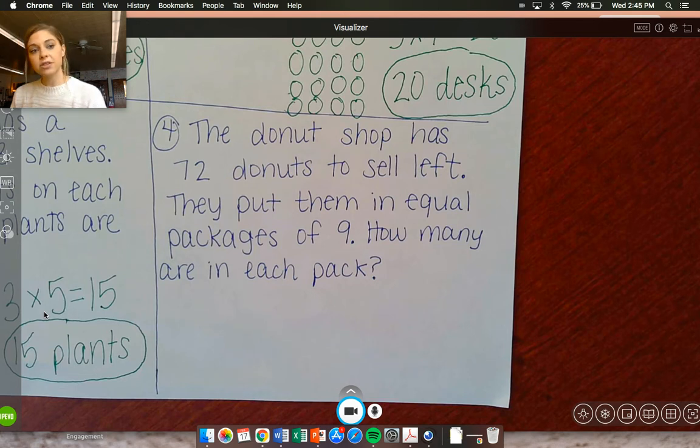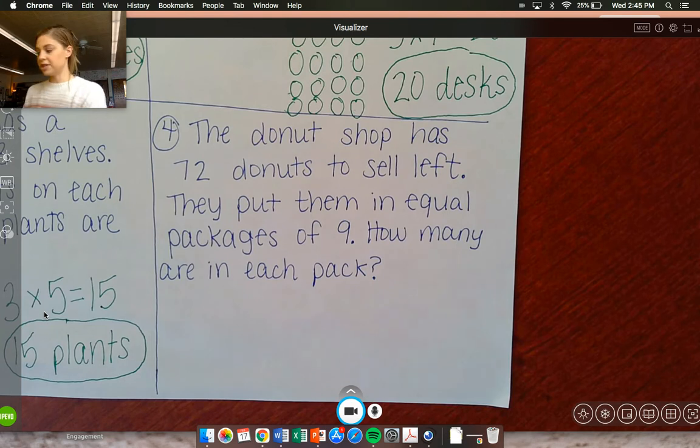Okay, think to yourself, do we know the total number, or are we trying to figure out the total number? It says the donut shop has 72 donuts left to sell. They put them in equal packages of 9. How many are in each pack?